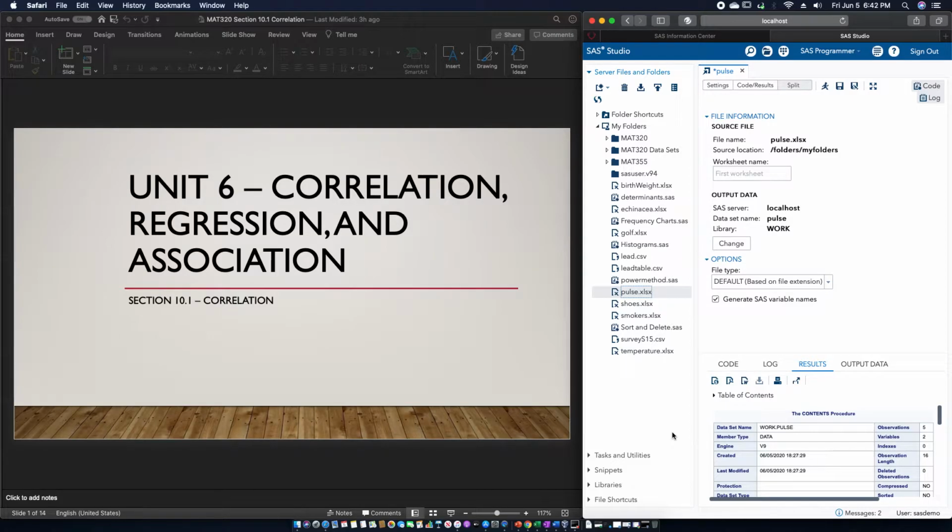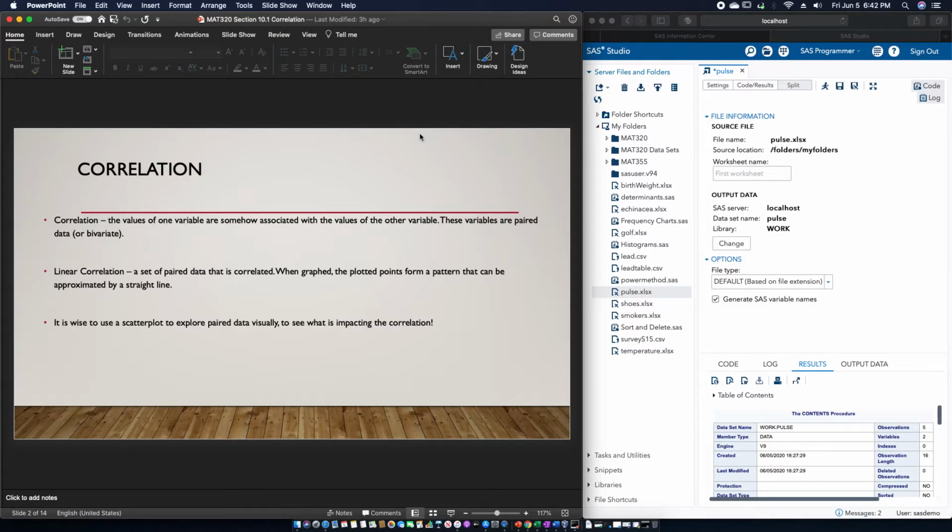Unit 6 is on correlation, regression, and association. Specifically, Section 10.1 is on correlation. Correlation is defined as the values of one variable being somehow associated with the values of the other variable. These variables are paired data, or we can also refer to them as bivariate data.